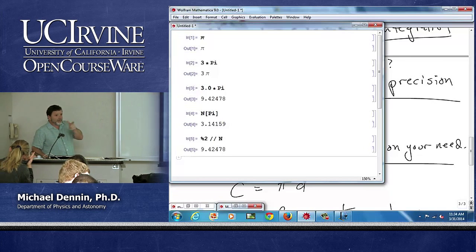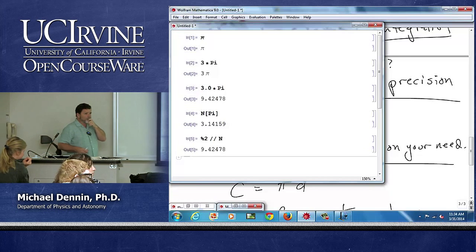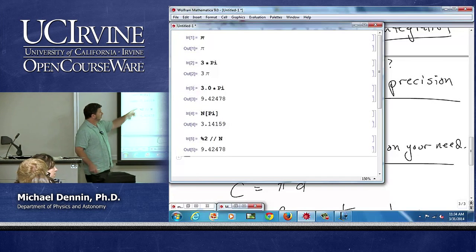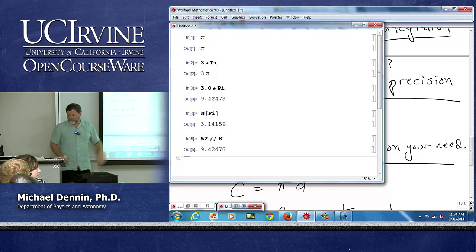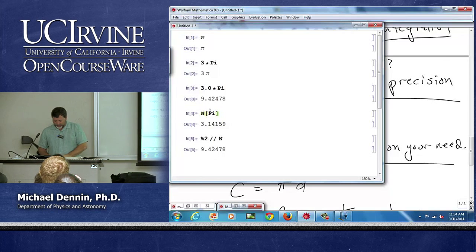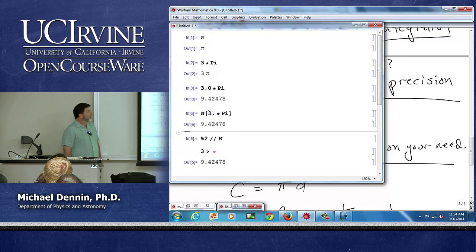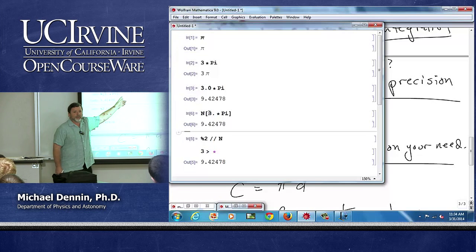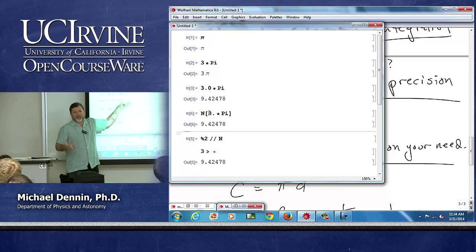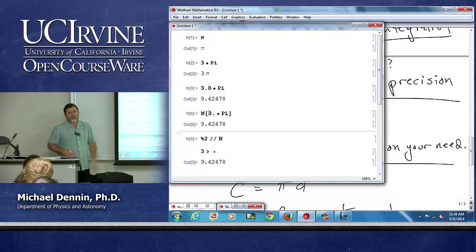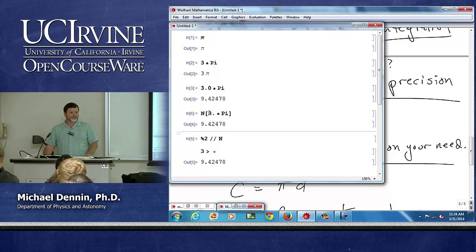Can we do it like capital N and then, for example, 3.0? Oh yeah, you can put anything in the capital N expression. And there it works. You can put an integral in here, because your integral might come out symbolically and you want it as a number. You can put anything you want in there and Mathematica will handle it.